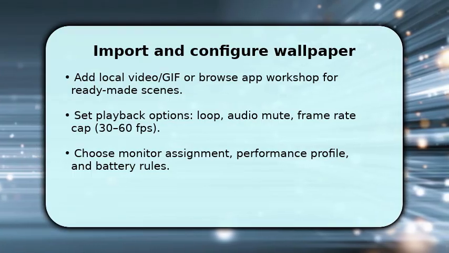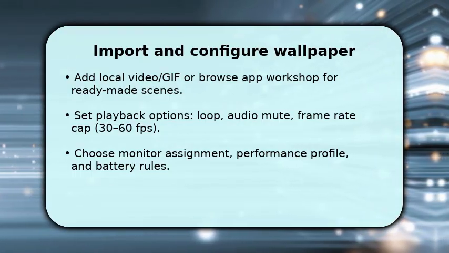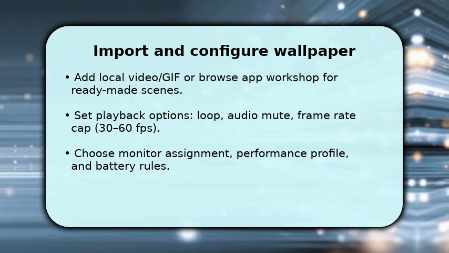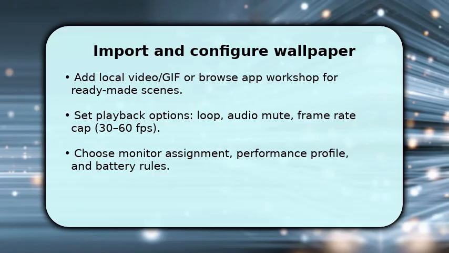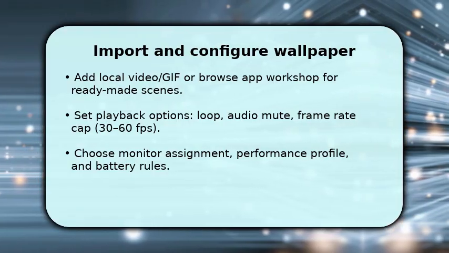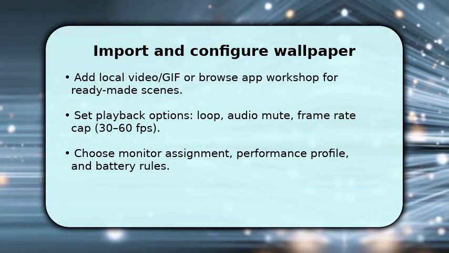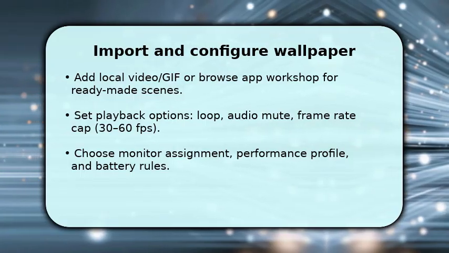Once the asset loads, adjust playback and performance settings, set loop, mute audio if undesired, and cap frame rate between 30 and 60 frames per second to balance smoothness and CPU use. Then assign the wallpaper to a specific monitor or span across multiple displays.